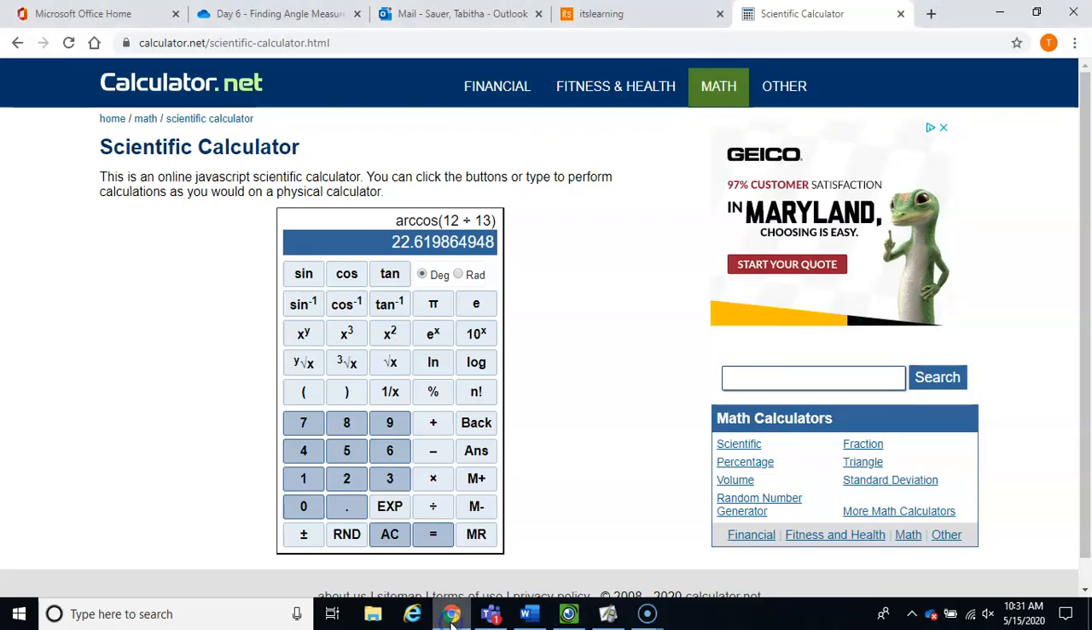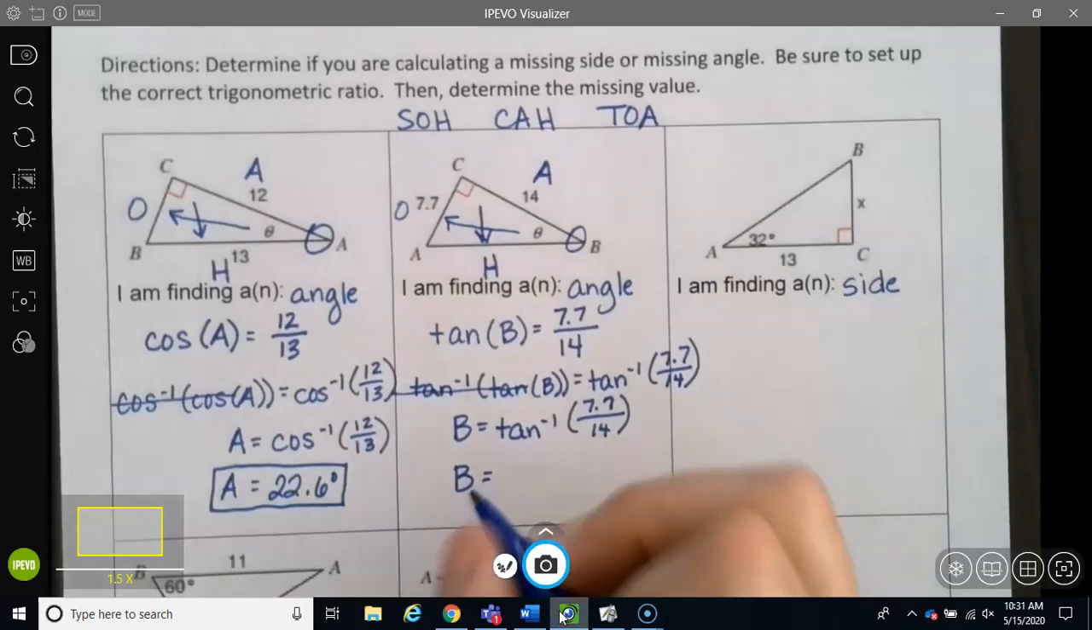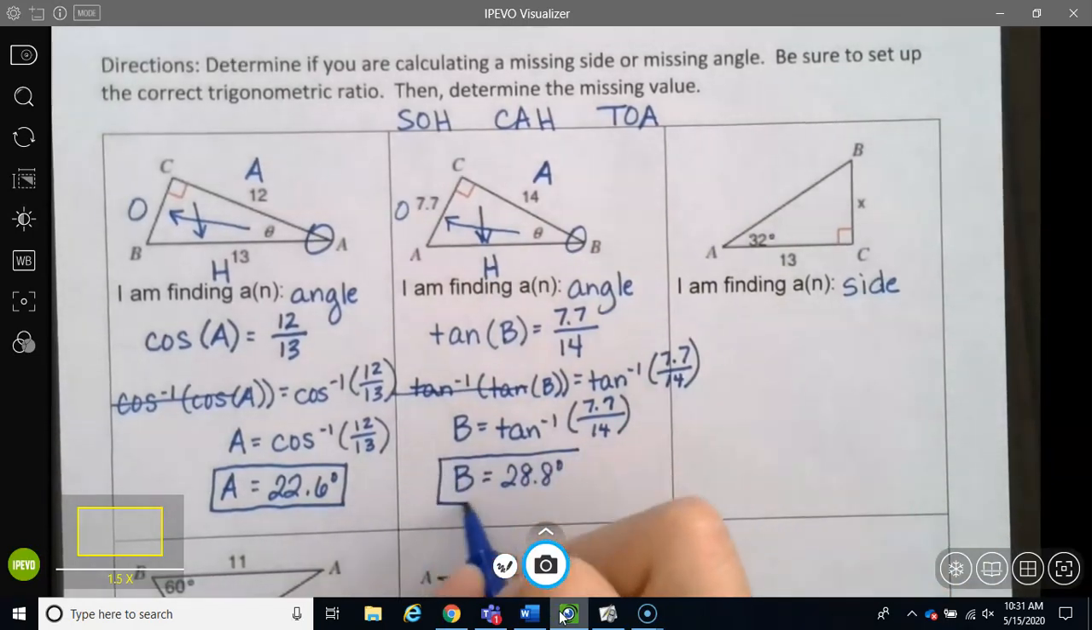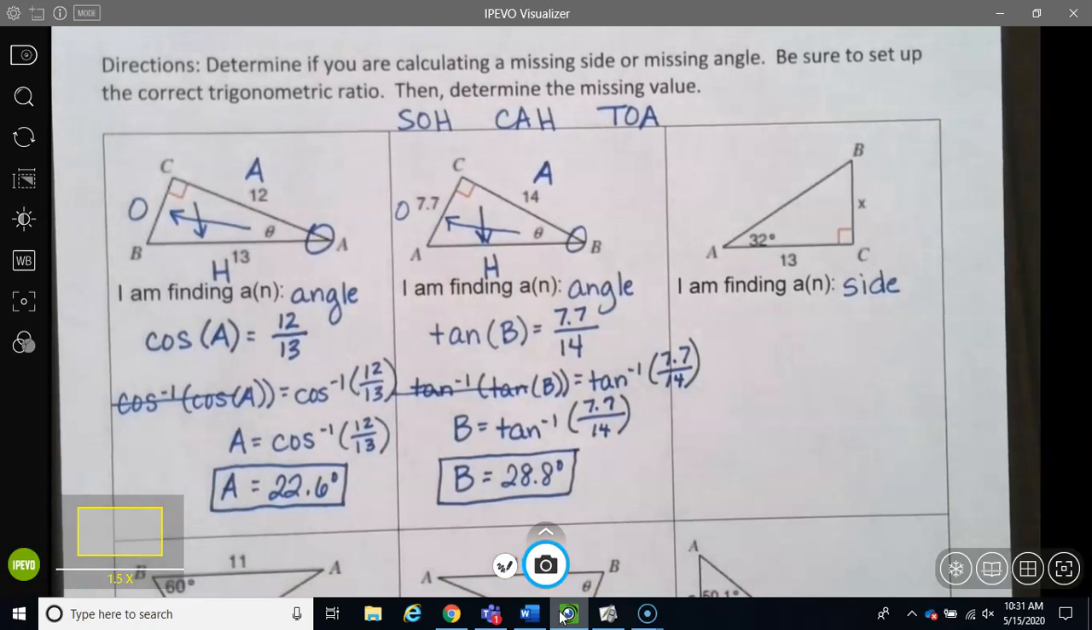Tangent inverse of 7.7 divided by 14. Clear this out. Tangent inverse of 7.7 divided by 14. And we get 28.8 when we round to the nearest tenth. So since we're not finding all the angles, we can't really double check ourselves to see if we got that correct. So it's just trusting your work.